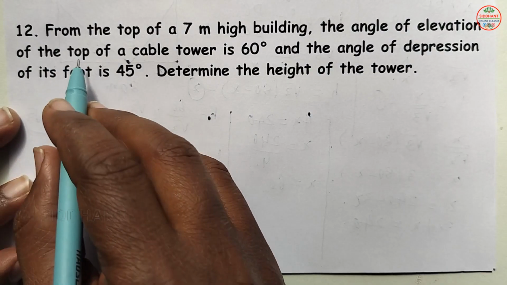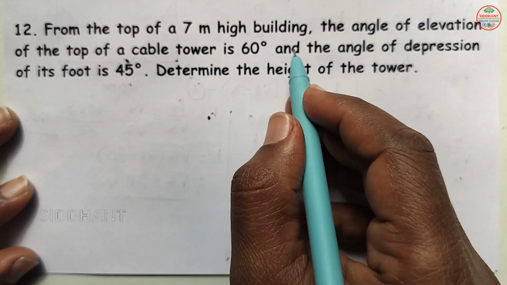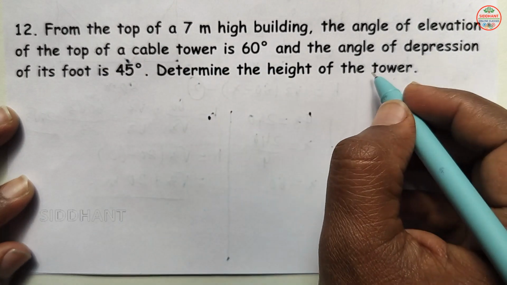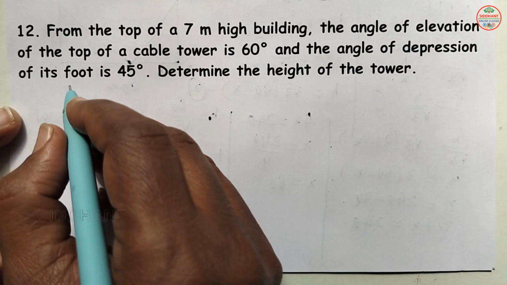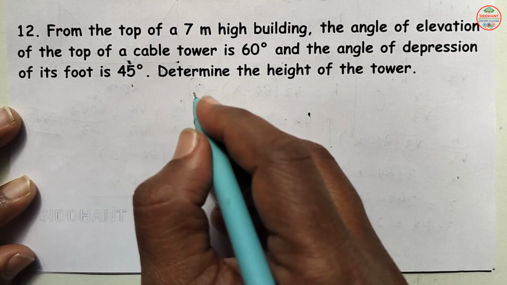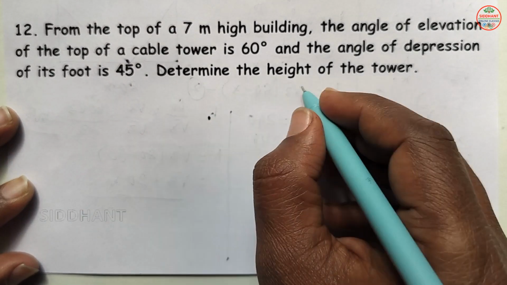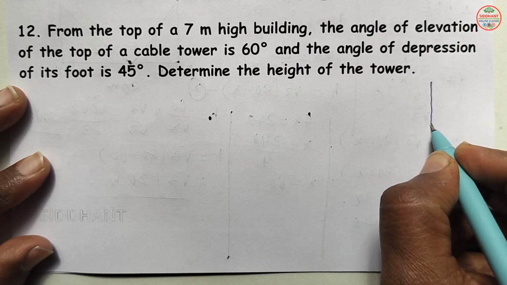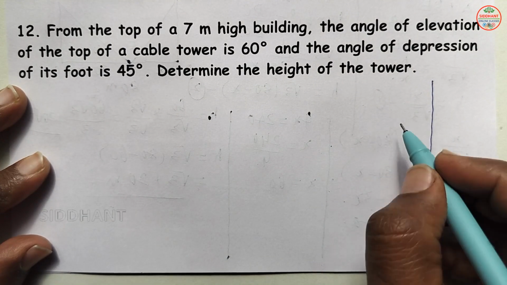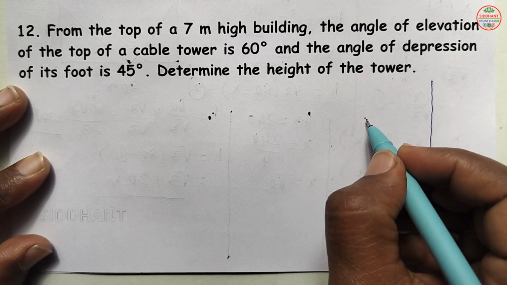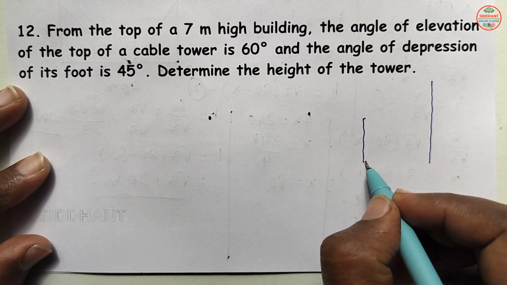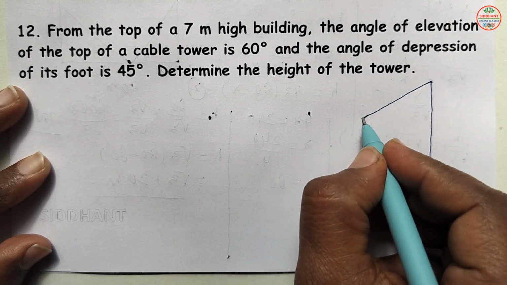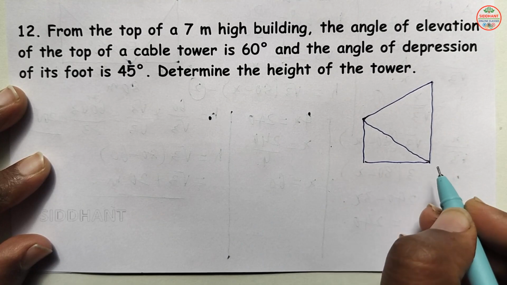Question number 12. From the top of a 7 meters high building, the angle of elevation of the top of a cable tower is 60 degrees. The angle of depression of its foot is 45 degrees. Determine the height of the tower. So here we are going to see a tower, and here one building. There is the elevation, and here the depression.